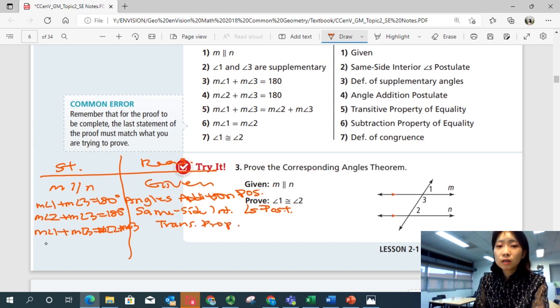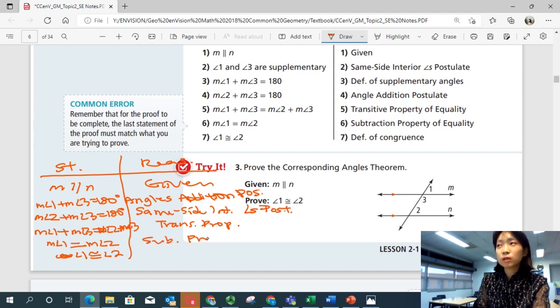And then by subtraction property, you can say measure of angle 1 is equal to measure of angle 2. And so angle 1 is congruent to angle 2. Right? That's subtraction property, and that's the definition of congruence.